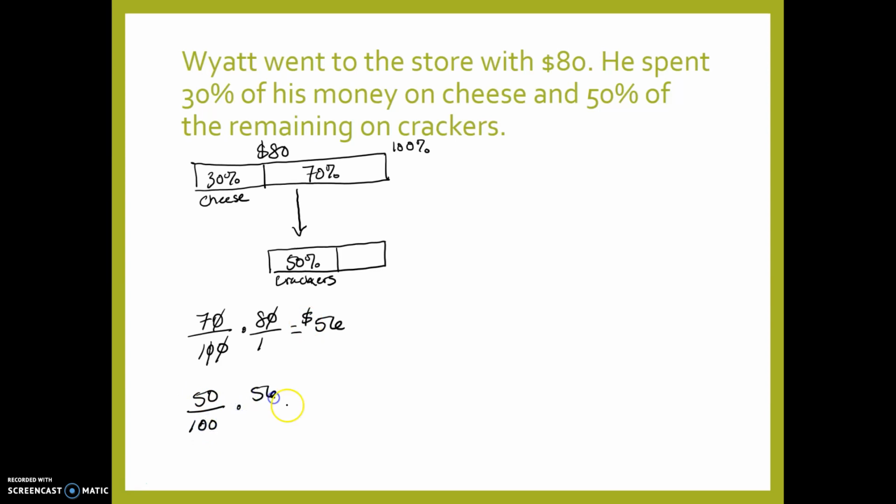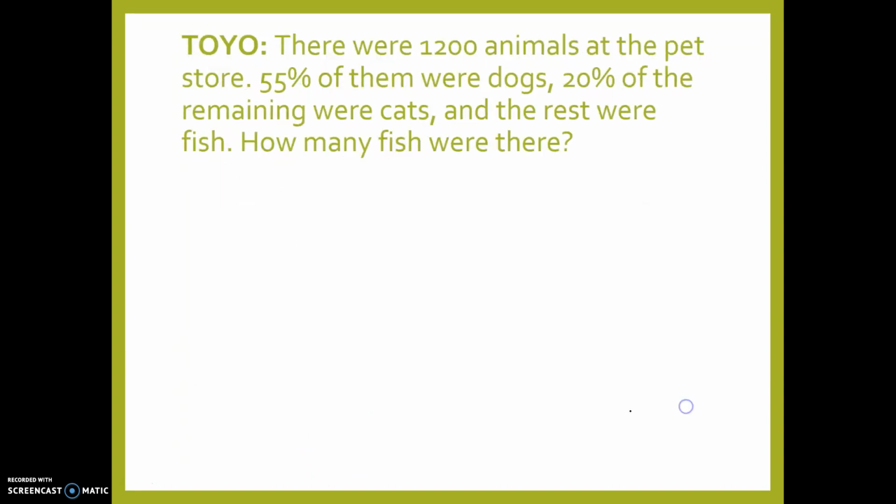Okay, now we know that Wyatt spent 50% of that $56 on crackers. And man, I guess this guy was really hungry. So what is that? What's half of 56? Let's cross cancel there, and we can even cross cancel here, and we get 56 over 2. So let's divide that. And he spent $28 on crackers. I'm guessing he was having a party. Okay. Go ahead and try this one on your own for sure if you haven't already.